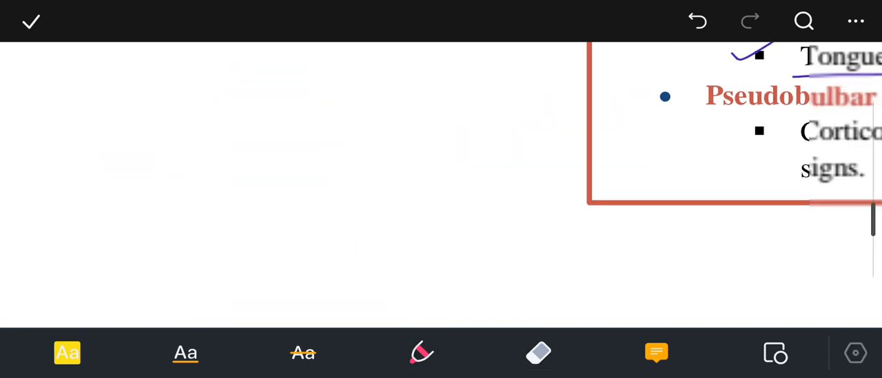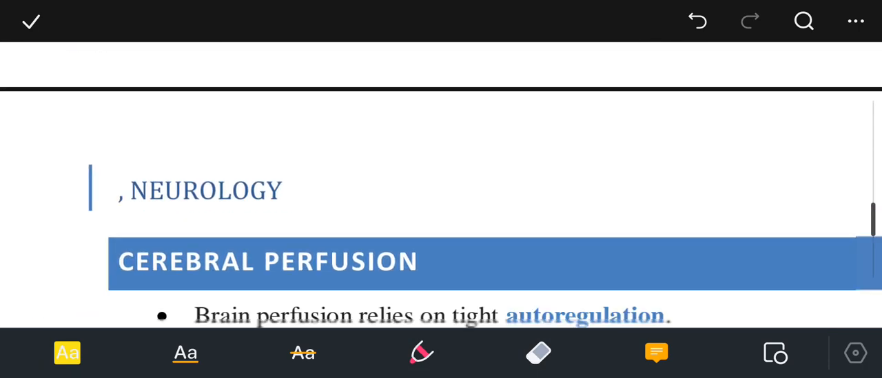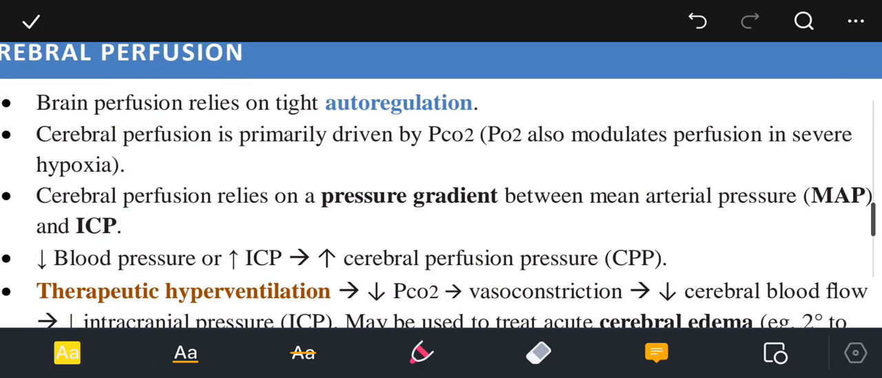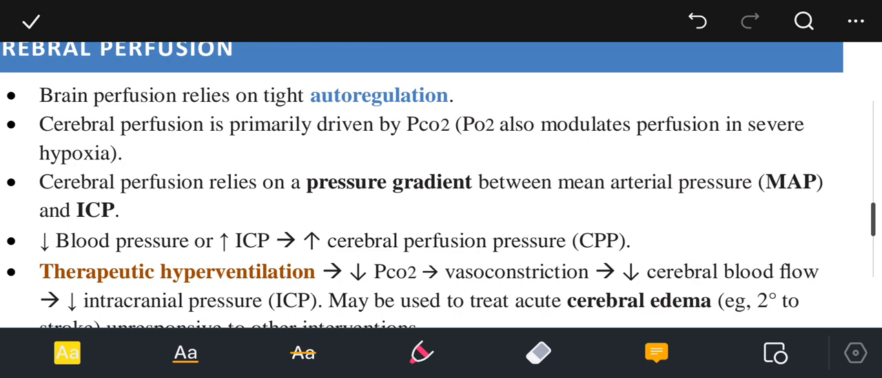Now let's move forward. Now we are going to talk about the cerebral perfusion. I will try to escalate my speed because we have been very slow in the first 3 sessions. So cerebral perfusion, the brain perfusion relies on tight auto-regulation. Cerebral perfusion is primarily driven by the PCO2. PCO2 also modulates the perfusion in severe hypoxia.